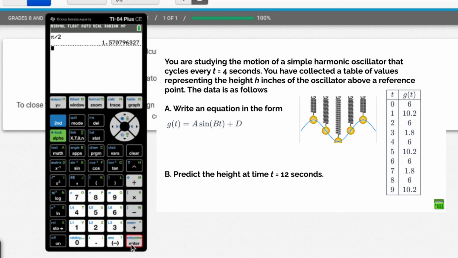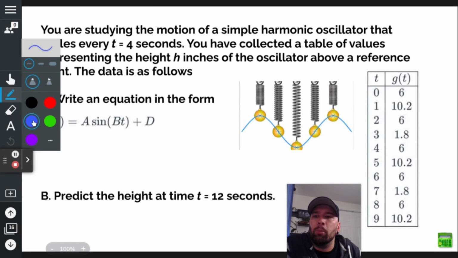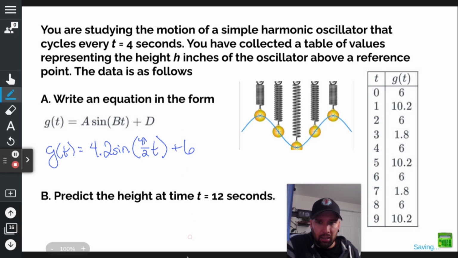It is. Let's sine reg again. Yeah, so there it is. So b is pi over 2, and d is just regular old 6. So let's put that all together. g of t equals 4.2 sine of pi over 2 t, plus 6. That gross number that we got was pi over 2.